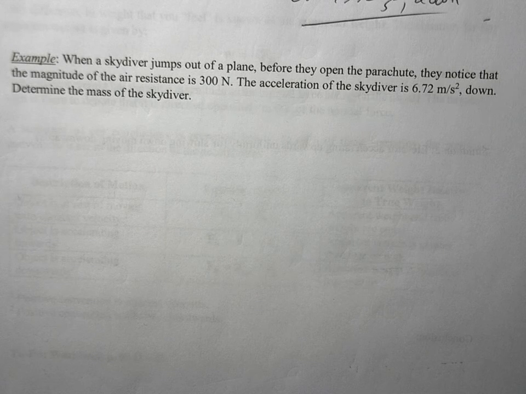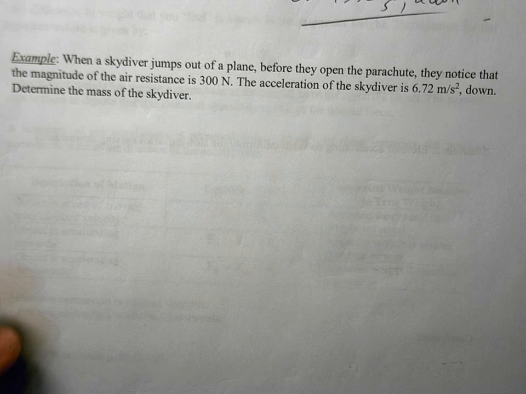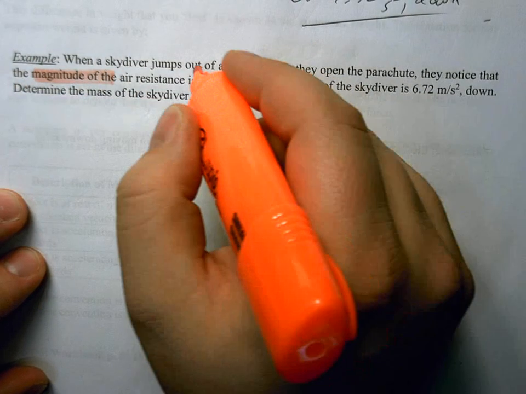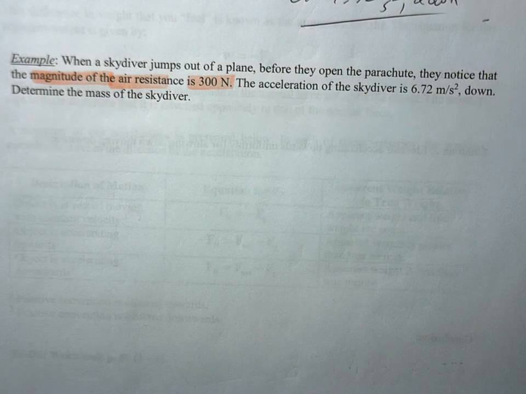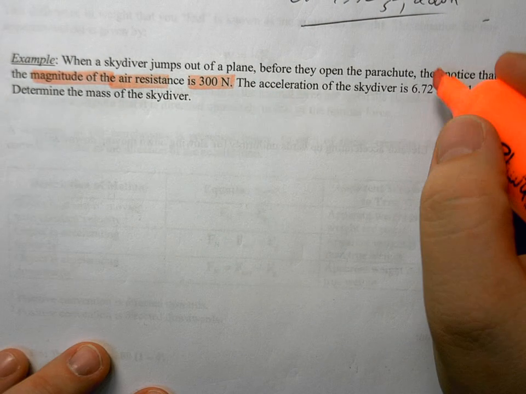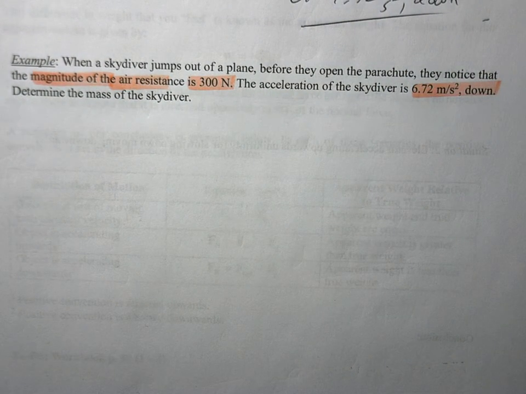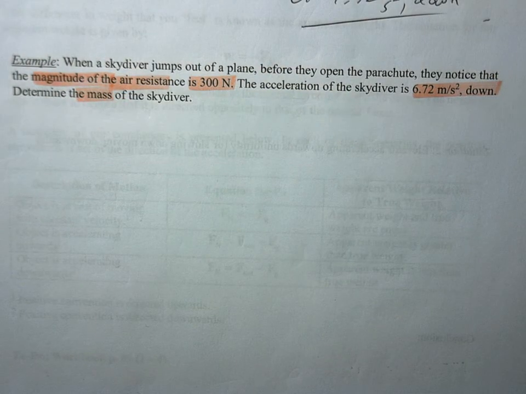They're going to jump out of a plane. So before they open the parachute, they're going to notice that the magnitude of air resistance is about 300 newtons. So this time we're told that the acceleration of the skydiver is 6.72 meters per second squared down. We want to find the mass of the skydiver. So this one's a little bit more challenging.